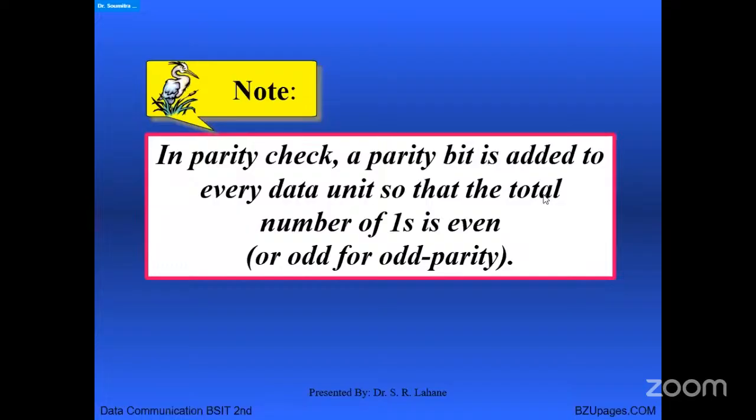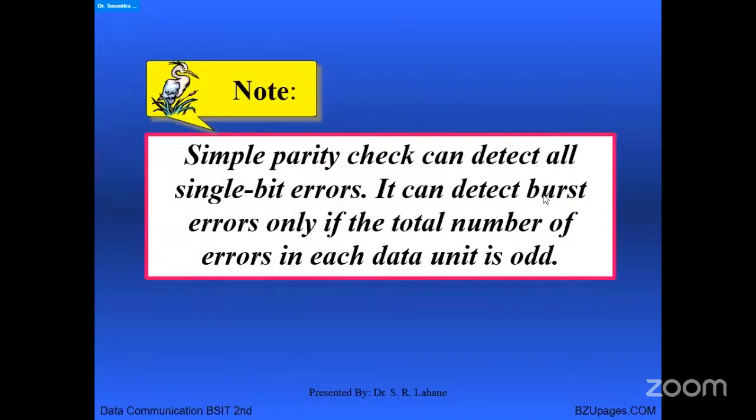In parity check, a parity bit is added to every data unit so that the total number of ones is even, or odd for odd parity. So a simple parity check can detect all single-bit errors. It can detect burst errors only if the total number of errors in each data unit is odd. So normally we are dealing with even parity.